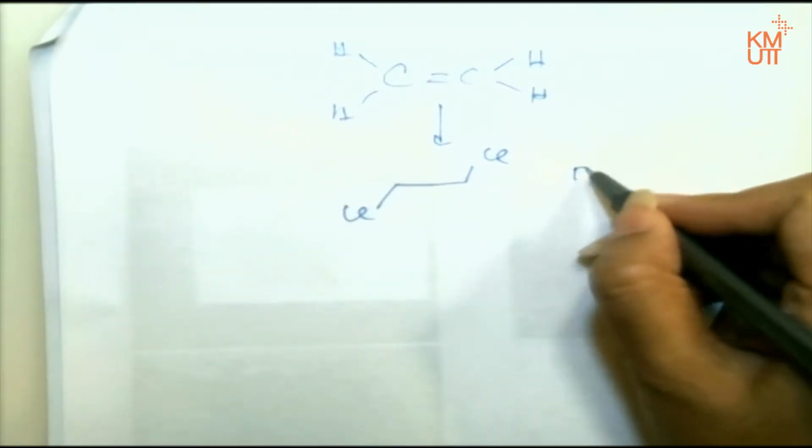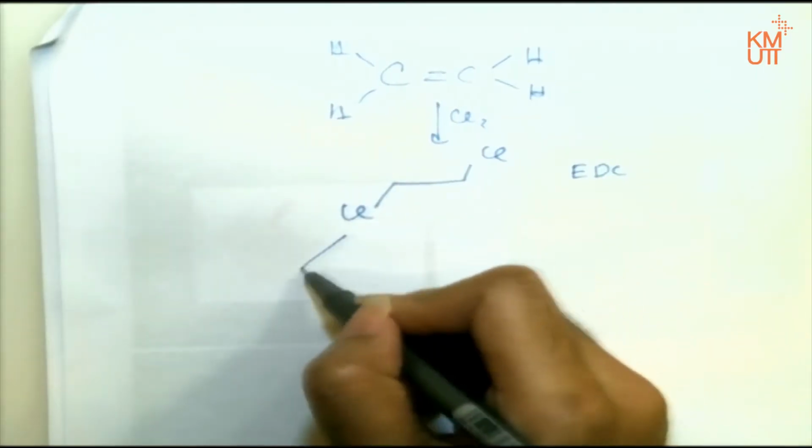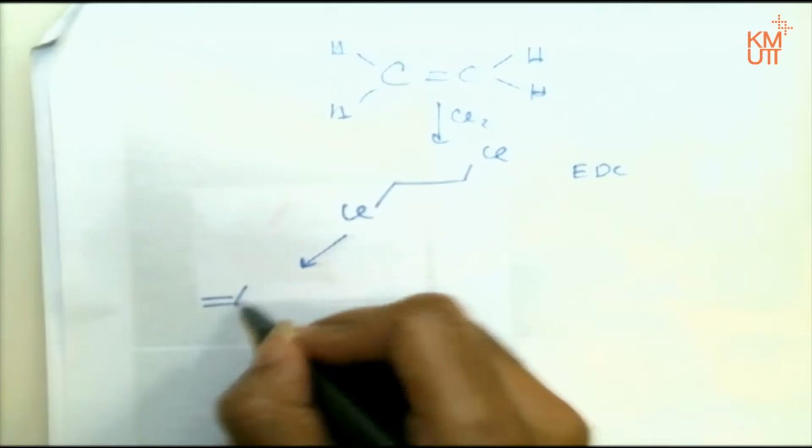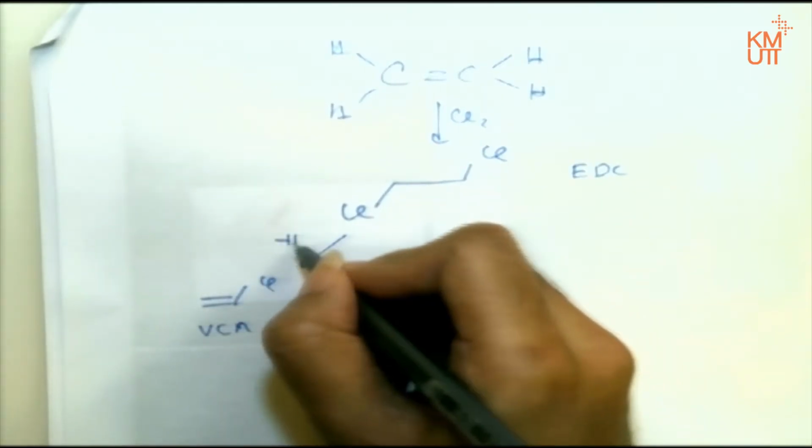So ethylene is converted to EDC. Okay, this is EDC. I don't write the hydrogen atoms, I'm too lazy. So this is coordination, okay? And EDC is converted to VCM. This is VCM, okay? By elimination.